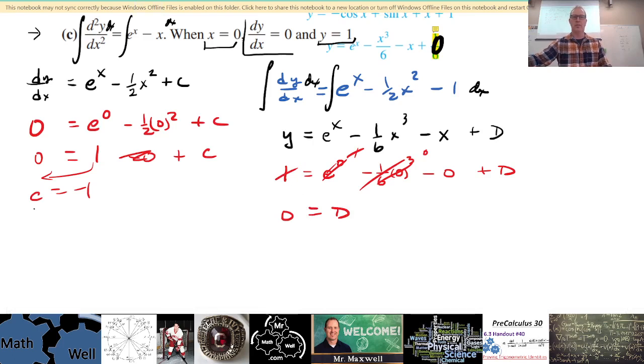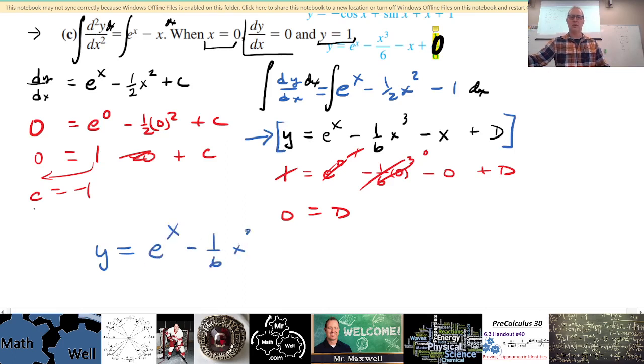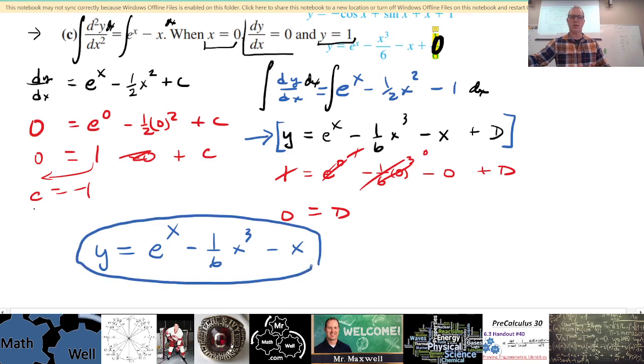So this is what I want to write as a final answer. The particular solution here in this second order differential equation would be y equals, and I'm going back to the latest version that I have without the d, so now I can put the d in, and I have y equals e to the x minus 1/6 x cubed minus x, plus 0. So yeah, I don't know where they get the 1/6 from. I think that the one in the book is wrong, so I think this is correct.